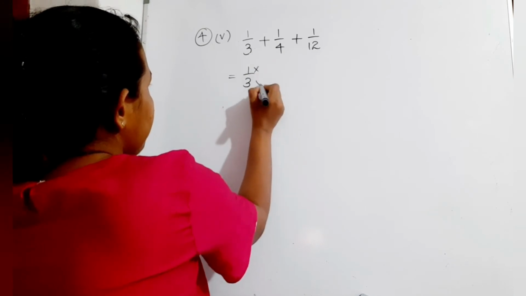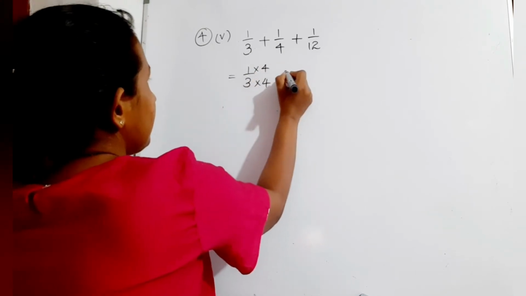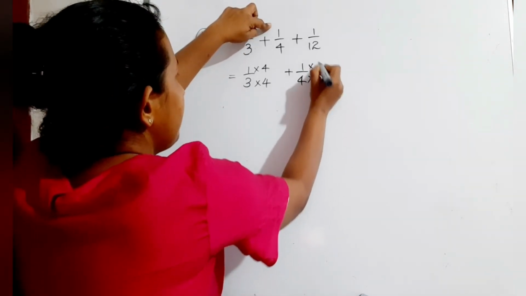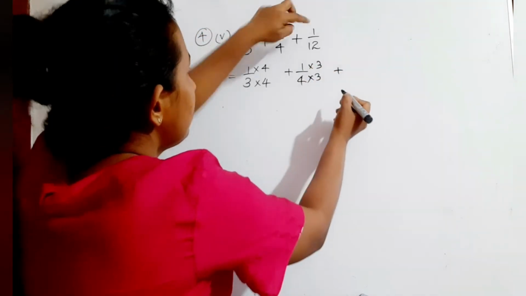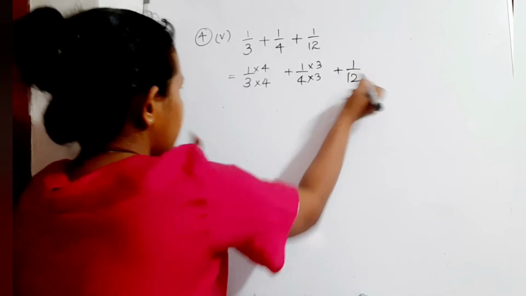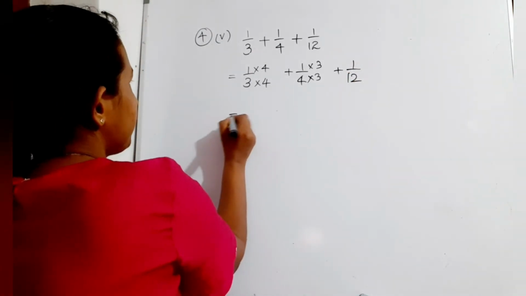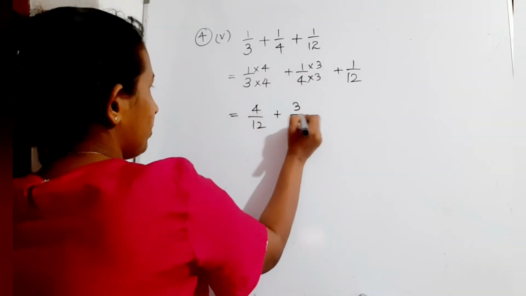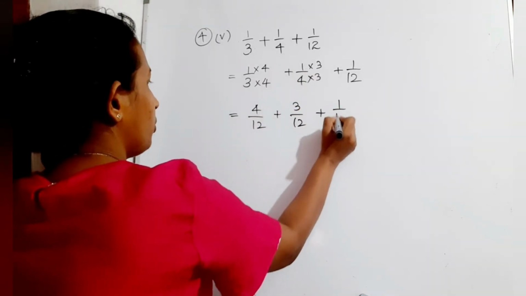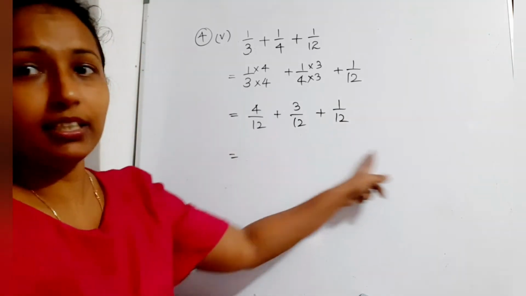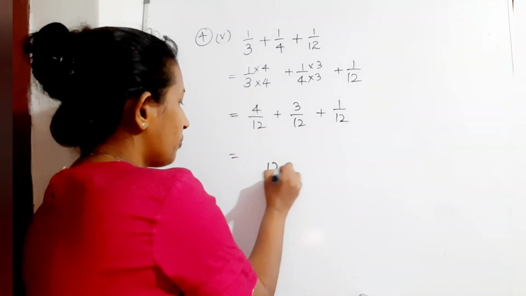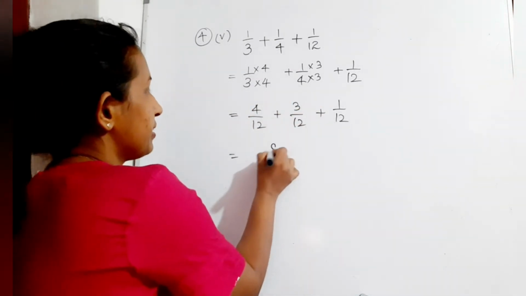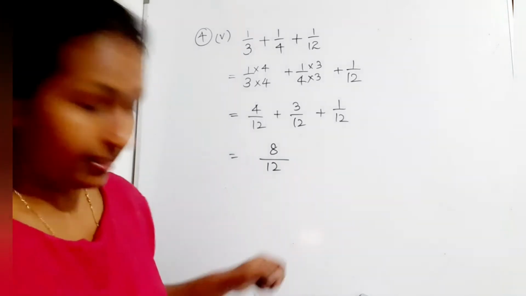By multiplying by 4, you can have 12. This one, 1 into 4, multiplied by 3. And I didn't make any change for this fraction. Then you will have 4 over 12, 3 over 12 plus 1 over 12. Then you can see the denominators are equal. So what is the answer? 4 plus 3, 7 plus 1, 8. 8 over 12. This is the answer.